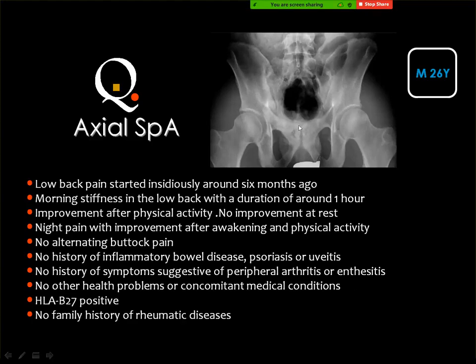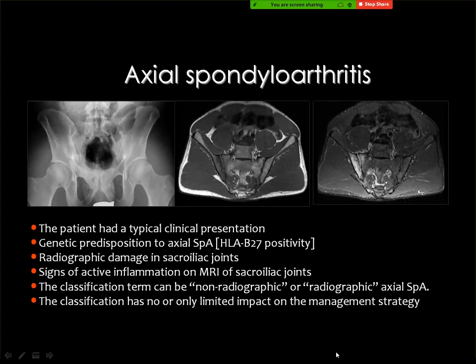If the sacroiliac joints are normal in the plain film, this is non-radiographic. If they are pathologic, like you see here, this is called radiographic axial spondyloarthritis. And here you see the changes in the plain film and the changes in the MRI. And the changes should be in the form of bone marrow edema. I mean, low signal in the T1 and high signal in the STIR images.